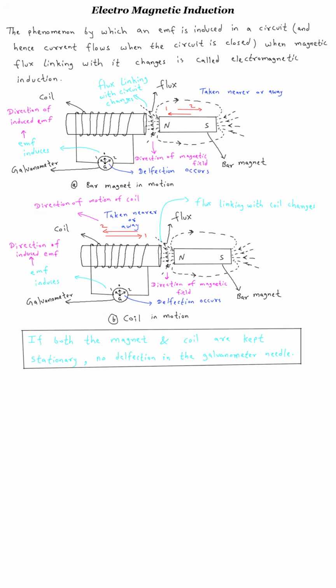So, whether it's the magnet that moves or the coil, as long as there is relative motion between them and the magnetic field changes, electromagnetic induction will occur.